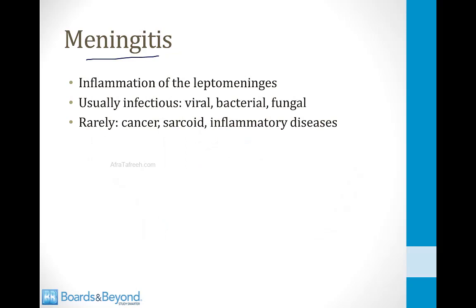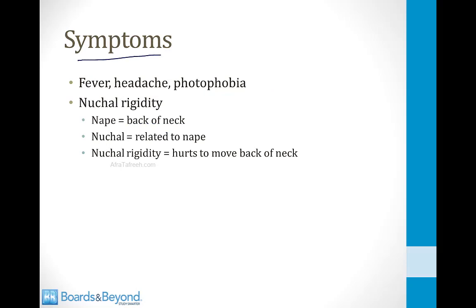Meningitis means inflammation of the leptomeninges, and usually it's viral or bacterial, sometimes it's fungal, and very rarely it can be caused by things like cancer or sarcoid or inflammatory diseases. The symptoms people with meningitis get are fever from the inflammation and headache from inflammation of the leptomeninges around the brain. And then patients with meningitis often have photophobia. The mechanism of this symptom is not clear, but bright lights will bother someone who has meningitis. They'll want to sit in a dark room.